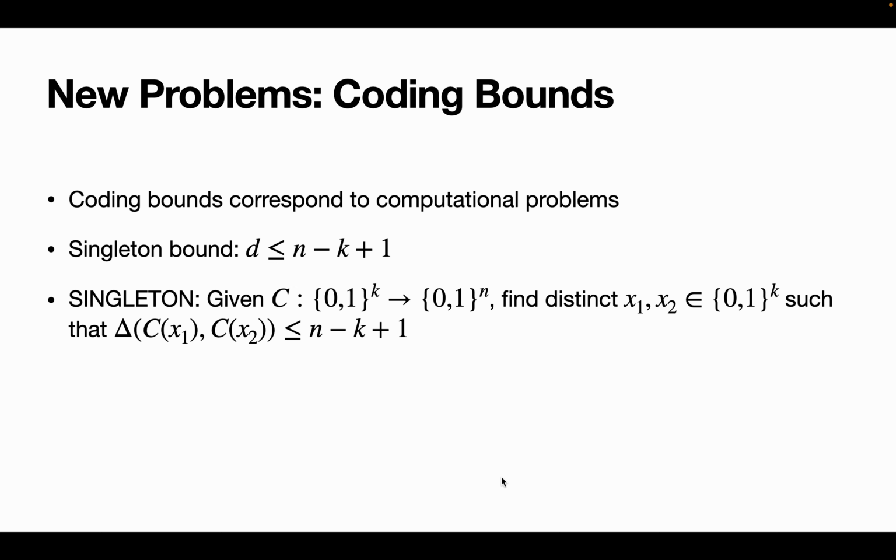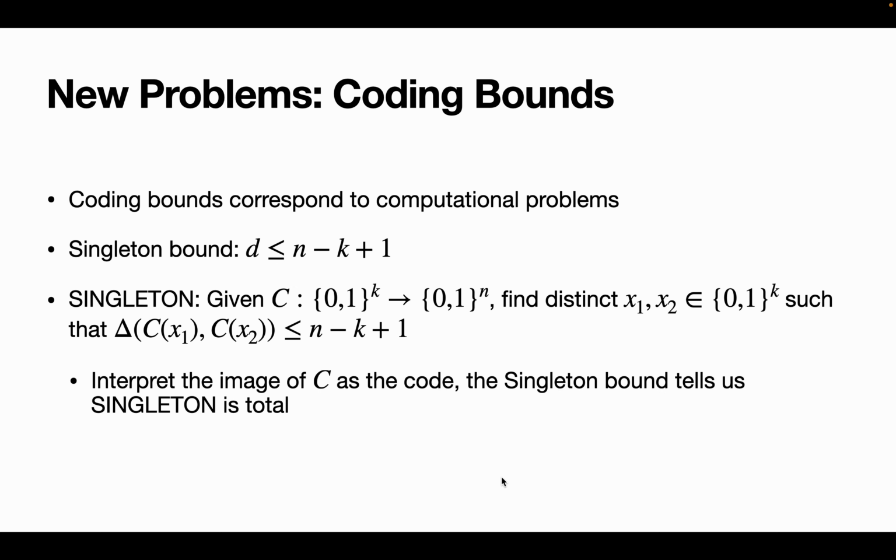But what exactly does this have to do with the code? Well, let's interpret the image of C as the code. The input tells us which code word we're going to get, and the output actually tells us that code word. There are 2 to the k inputs, so there are going to be 2 to the k code words, and there is an n-bit output, so each code word is going to have length n.